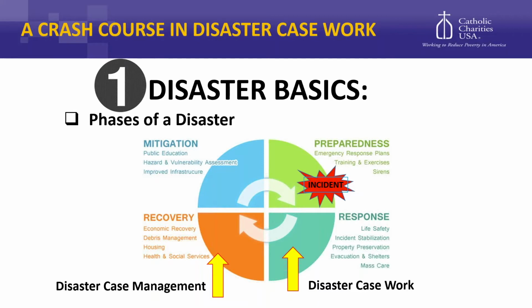Now, if you move to the left in the orange box in the recovery phase, that is more of the long-term aspect of the phases of a disaster. That's where there's more economic recovery, there's debris management, housing, health and social services become a player, and that's where it's more long-term, and that's where disaster case management takes place. But if you look above at mitigation and preparedness, those are the activities that should always be ongoing. You've got the mitigation, which will really help be prepared and lessen the impact of the next disaster. And preparedness, again, should be an ongoing exercise.